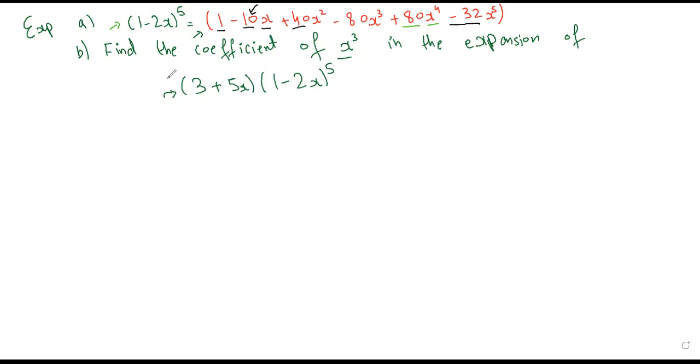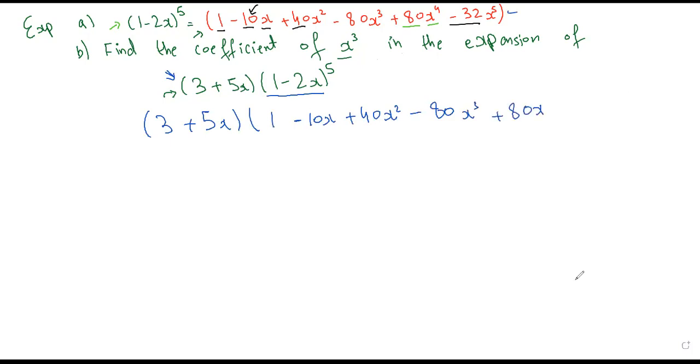It is this one. It says find the coefficient of x cube in the expansion of this. Now for such questions, you don't have to multiply everything. I'll write down 3 plus 5x as it is, and I'll write down the expansion of this: 1 minus 10x plus 40x square minus 80x cube plus 80x4 minus 32x to the power 5.